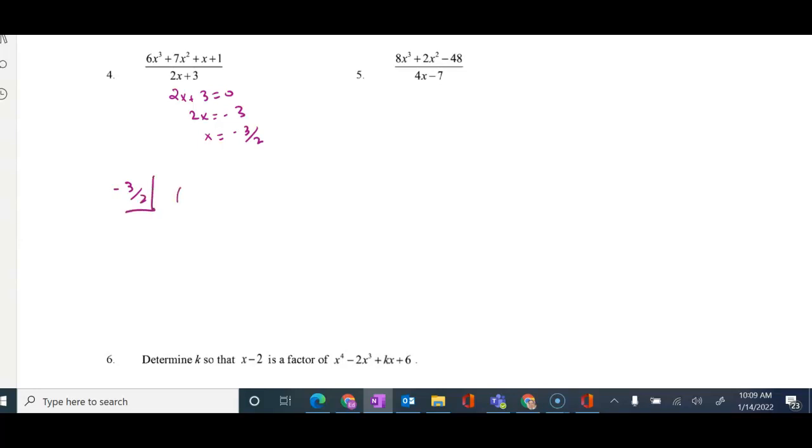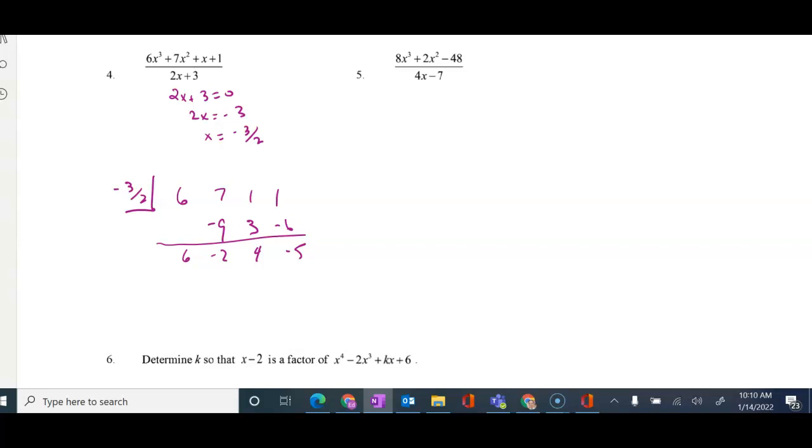And then the coefficients are 6, 7, 1, 1. And let's try that. Bring the 6 straight down. 6 times negative 3 halves. Well, we take half of it, 3, times negative 3 is negative 9. And when I add, it's negative 2. Half of negative 2 is negative 1 times negative 3 is positive 3. And add. Half of 4 is 2. 2 times negative 3 is negative 6. And I add, that's negative 5.